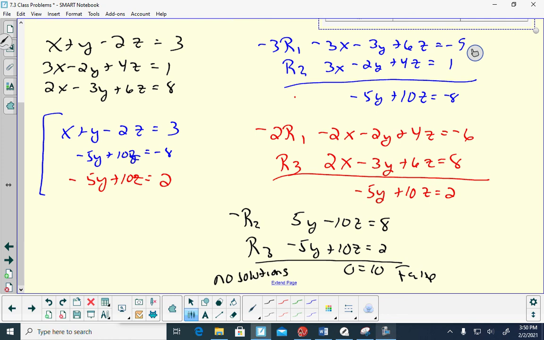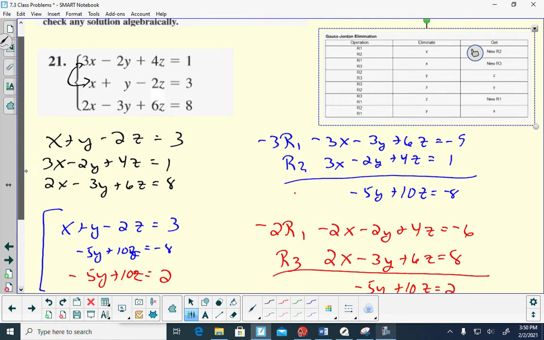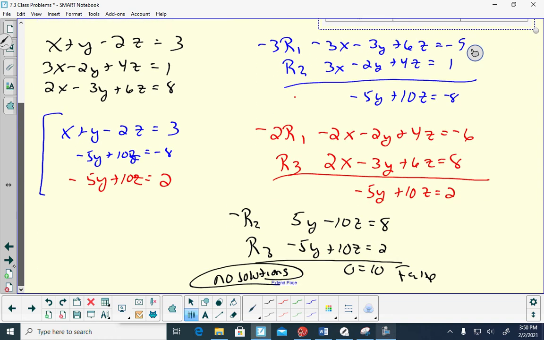So I'm stopping right now. There's no solutions. I cannot solve it. In other words, there is no place where these three will ever equal the same thing. So there are no solutions.